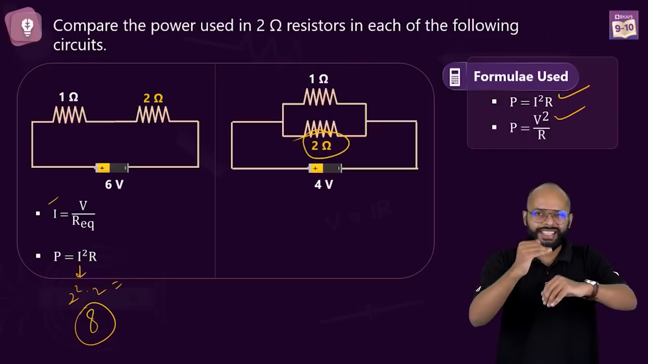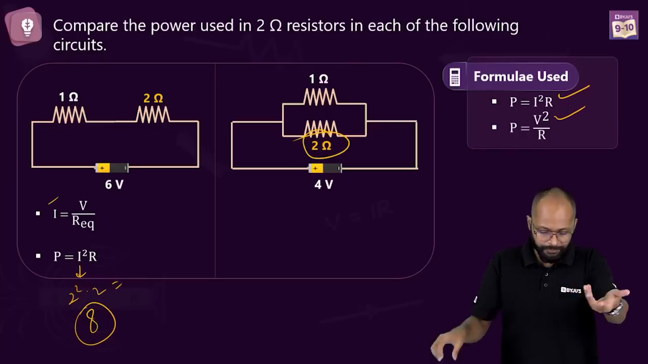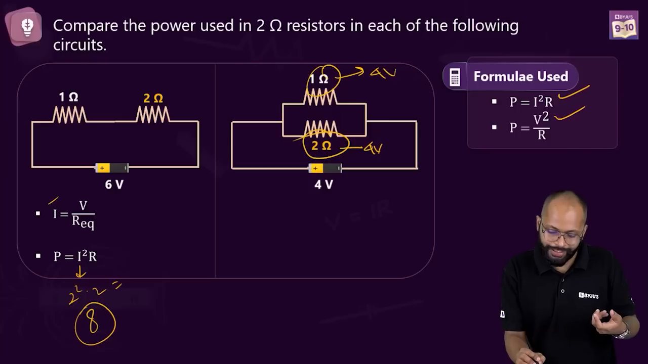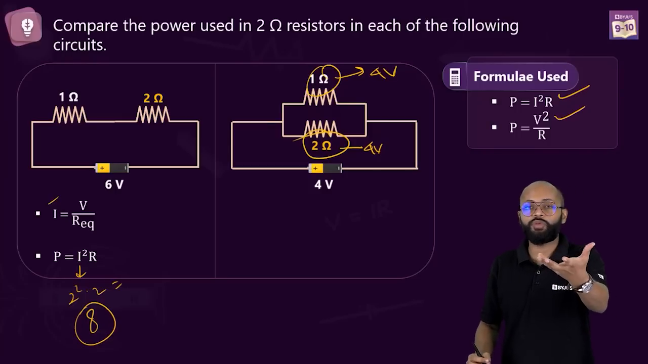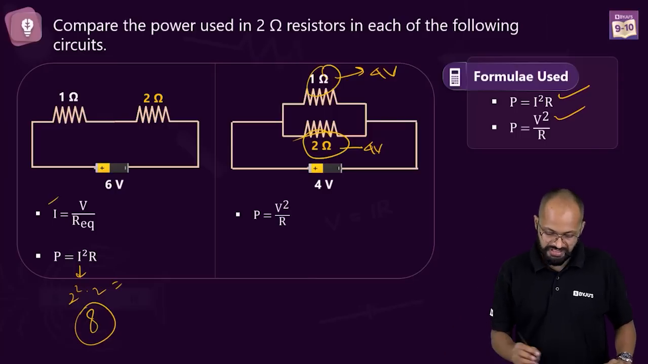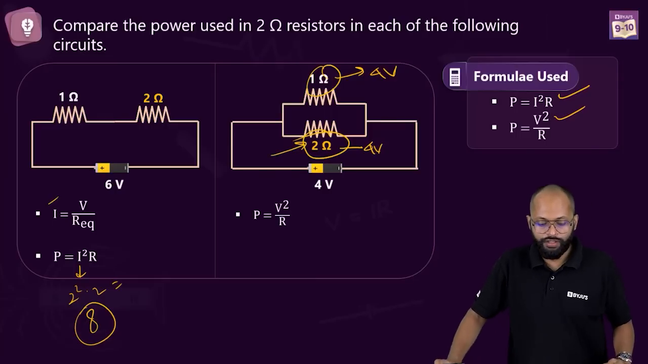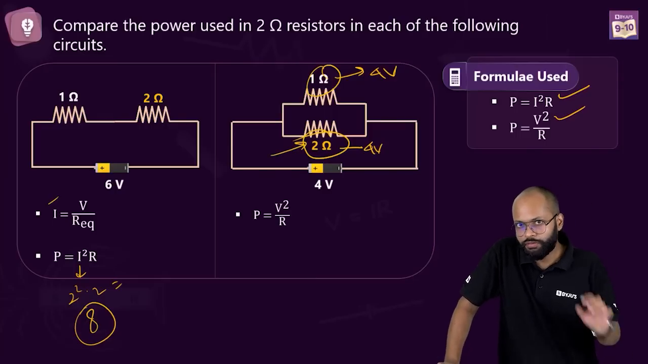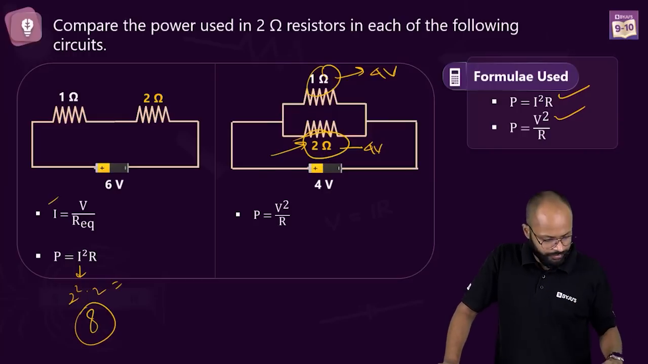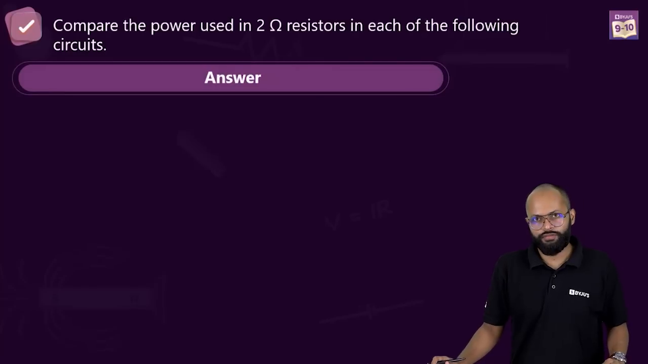In parallel, what remains the same? It's the voltage. Fine. The 2 ohm is also getting 4 volts. The 1 ohm is also getting 4 volts. Why? Because both of them are in parallel. So what you can do? Simply you have to find the power used in the 2 ohm resistor. Voltage you have, resistance you have, formula you have. What's left? Calculation.